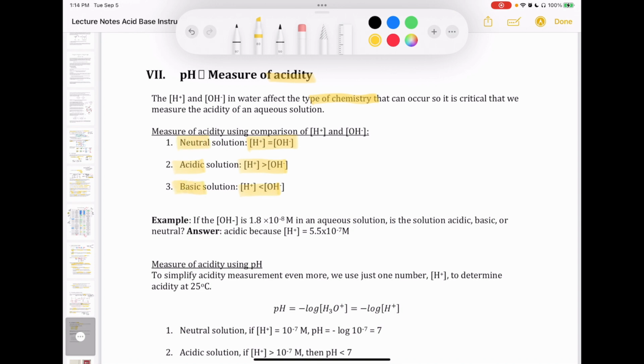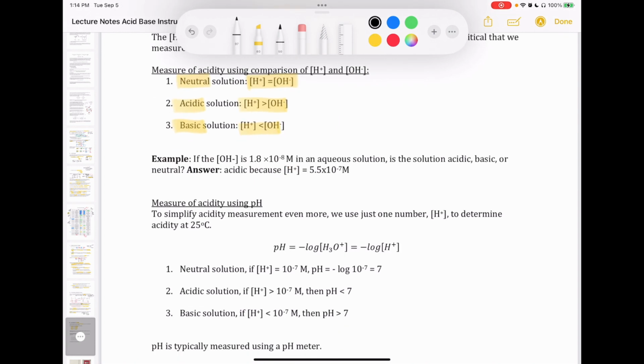So that's really the main way we determine whether something is acidic or basic. Here's an example. If the OH minus is this, is the solution acidic, basic, or neutral? Well, we can first calculate the H plus. Remember that H plus is just going to be Kw over OH minus. Once we calculate that, we find that H plus is 5.5 times 10 to the minus 7.